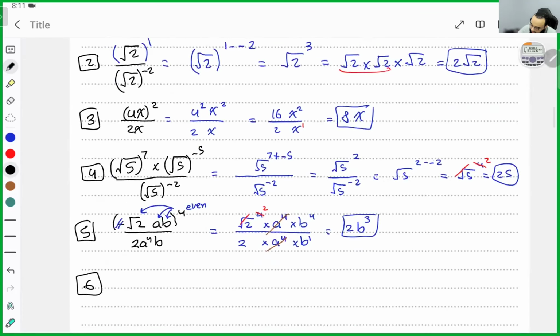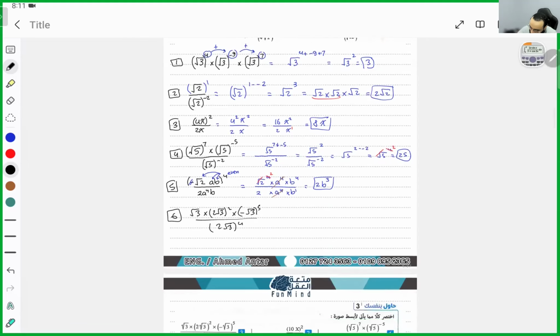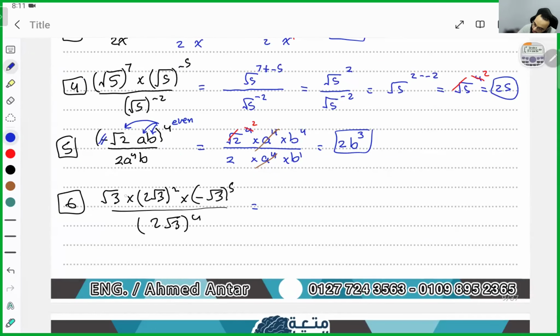Number 6. It's root 3 times 2 root 3 power of 2 times negative root 3 power of 5 over 2 root 3 power of 4. Up it's 3 root 3 times 2 root 3 power of 2 times negative root 3 power of 5. Okay? And down it's 2 root 3 power of 4.